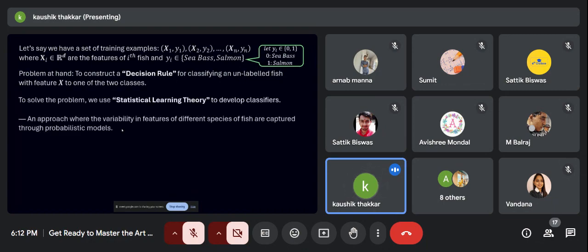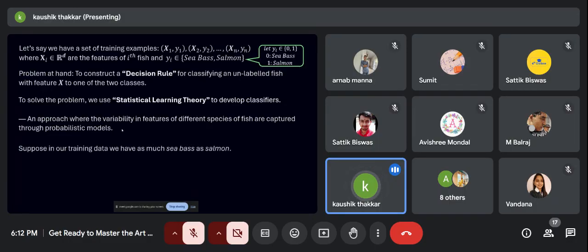Right? So to solve the problem, we will use statistical learning theory to develop classifiers. What is this? Now see, every sea bass is not the same. Their features will not be the same. Every salmon will not be the same. So there are variations in the features of a particular species, right? Now, statistical learning theory helps us to model these variations in the features by using probability models. Right? So, this is nothing but an approach where we will express the variability in the features of different species through probabilistic models.